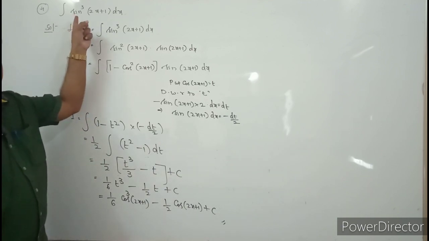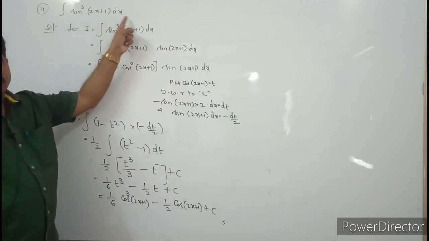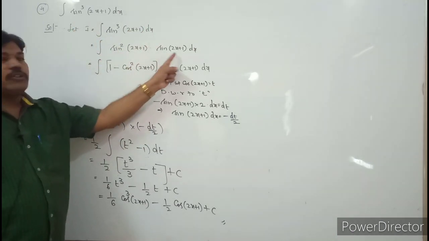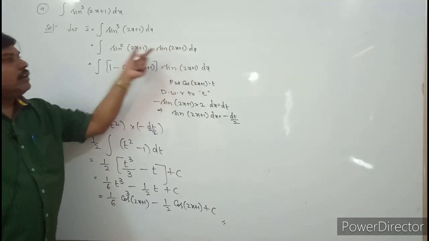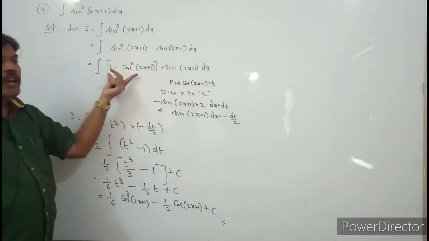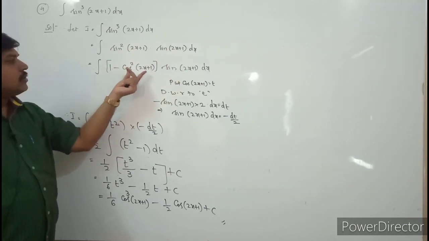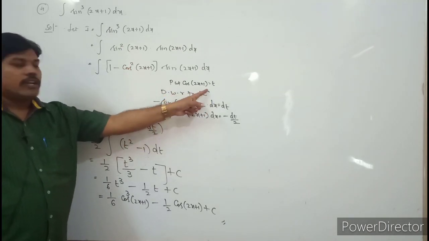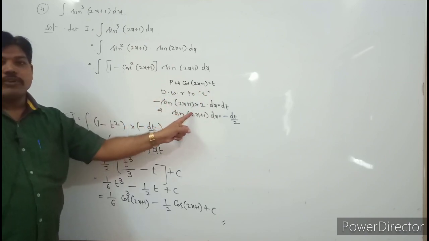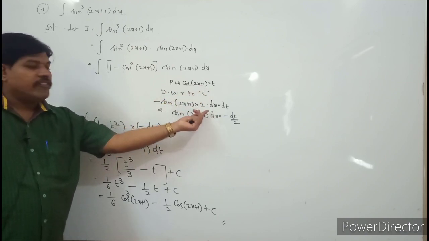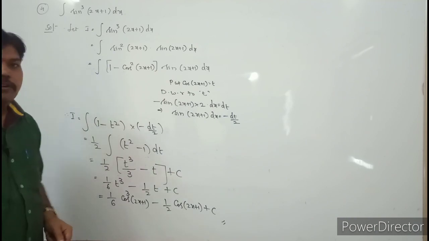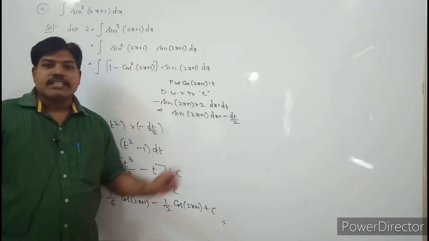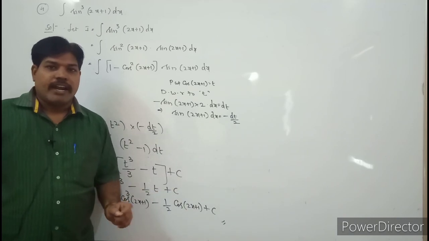What they have given is the integral of sine cube of 2x plus 1 into dx. So sine cube I have written as sine square theta into sine theta. This sine square theta you can write as 1 minus cos square theta. So here this cos of 2x plus 1 we are taking as t. Cos of 2x plus 1 derivative is minus sine of 2x plus 1 into 2, since the derivative of 2x plus 1 is 2, into dx is equal to dt. So sine of 2x plus 1 into dx value is minus dt by 2.